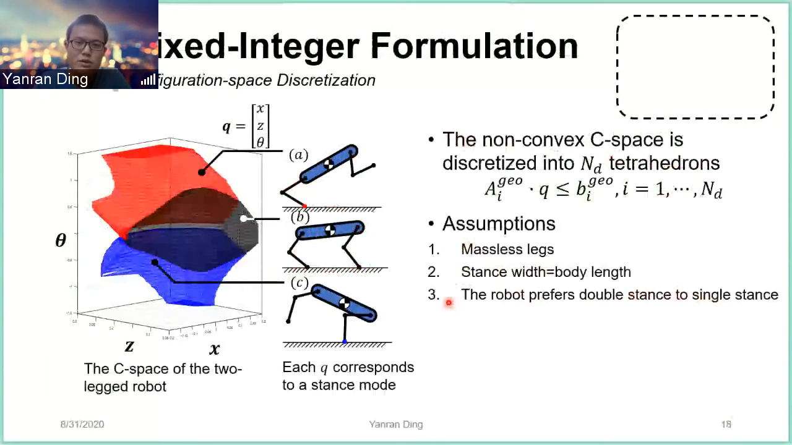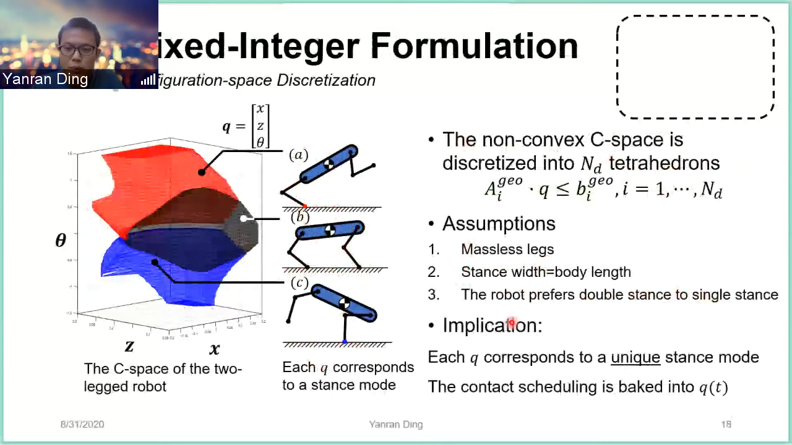By making these assumptions, we can segment the C space into three regions, and each region corresponds to a stance mode. So for example, the red region corresponds to the back stance, the black region, double stance, and the blue region, the front stance. So by making these assumptions and segmenting the C space, we can have a one-to-one relationship between the configuration of the robot and its stance mode. This implies that the contact scheduling is baked into the search for the state trajectory Q of t. This is significant because we have drastically reduced the number of optimization variables in the MICP.